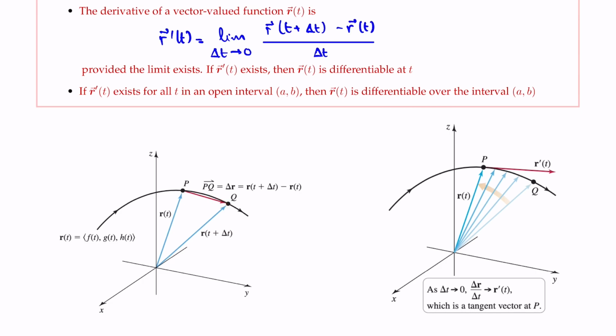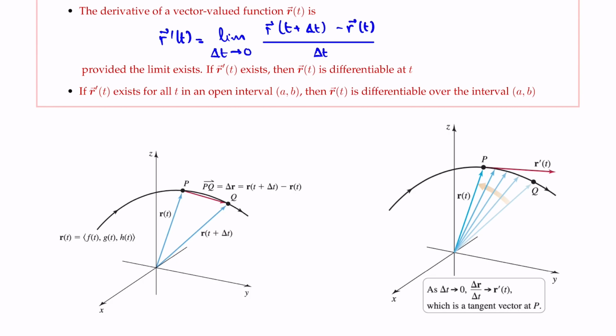And if you move the point Q closer and closer to P on either side of P, that is, delta t approaches 0, then you can take the limit of the difference quotients here as delta t approaches 0, and you arrive at the limit definition of the derivative. And you obtain this vector right here. This is called the tangent vector. So again, as delta t approaches 0, delta r over delta t approaches r prime of t, which is a tangent vector at the point P.